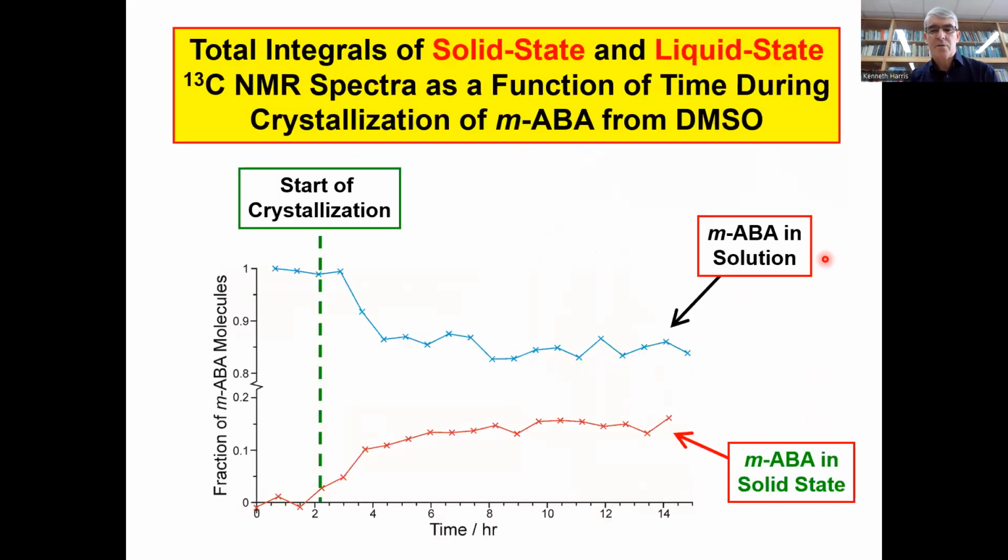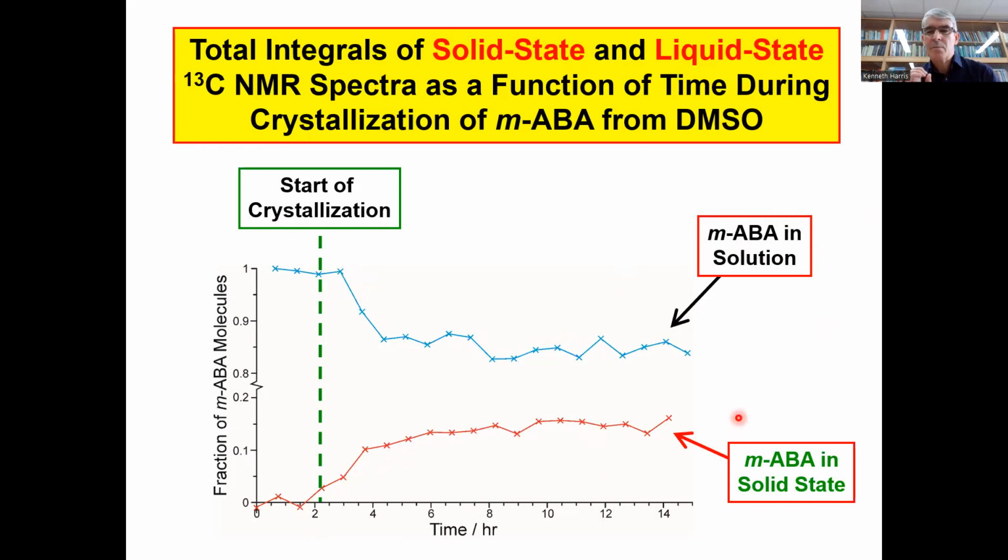We can look at the integration of the solid-state NMR spectrum and see no signal at the beginning. Then after 2 hours, we see the growth of the signal in the solid-state NMR spectrum, indicating an increase in the amount of the solid phase. But correspondingly, we see after 2 hours a diminution in the signal intensity in the liquid phase, and that corresponds to the loss of the MABA from solution as the crystallization occurs.